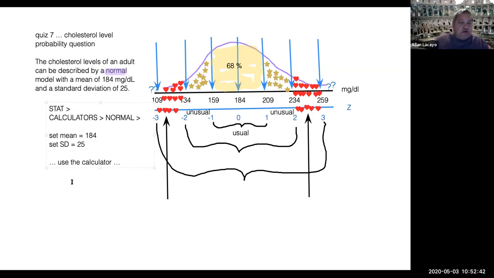So what are the questions in your problem? Like, what percentage of adults have cholesterol levels over what? What was your part A question? Or part B, sorry. Part A was which is the bell curve of choice, but part B, what is part B in your problem?